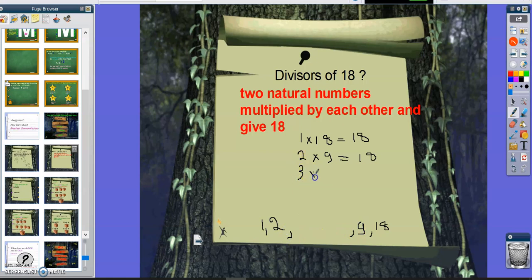3 times 6. So 3 times 6 equal to 18. So I will write 3 here and 6 here. We have 4 times what gives us 18? We have no number multiplied by 4 to give 18. So 4 is not a divisor. 5 is also not. So these are the divisors of 18.